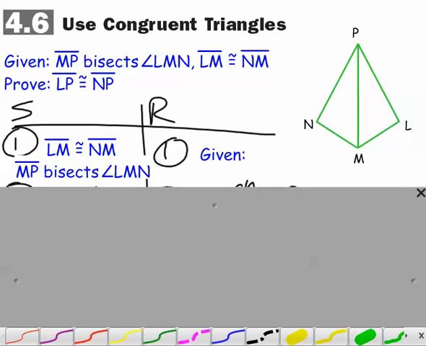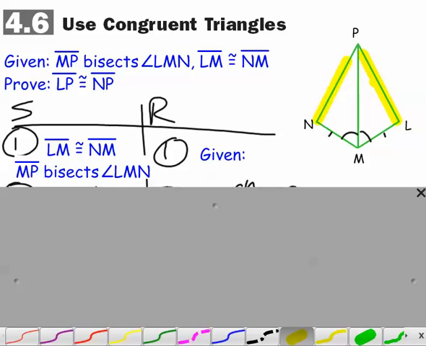All right, in the first proof today, we are given that segment MP bisects angle LMN. So we know that we have a pair of congruent angles right here. Let's go ahead and mark up the picture as we go through the proof. We're told that LM is congruent to segment MN. And we're being asked to prove that segment LP, which is right over here on the right side, is congruent to PN, or NP.